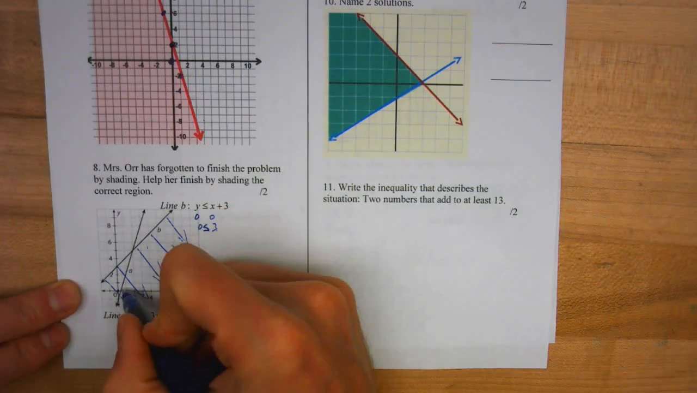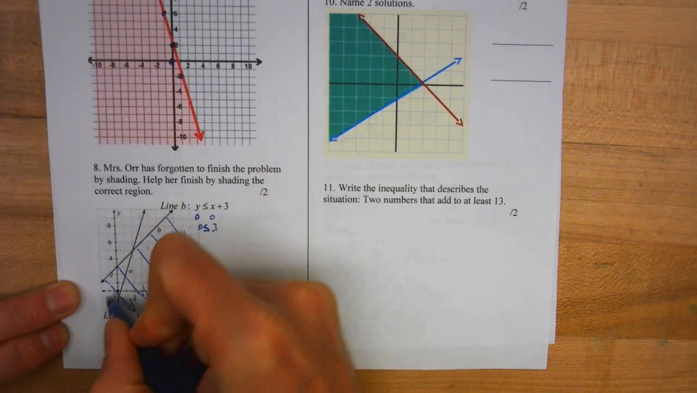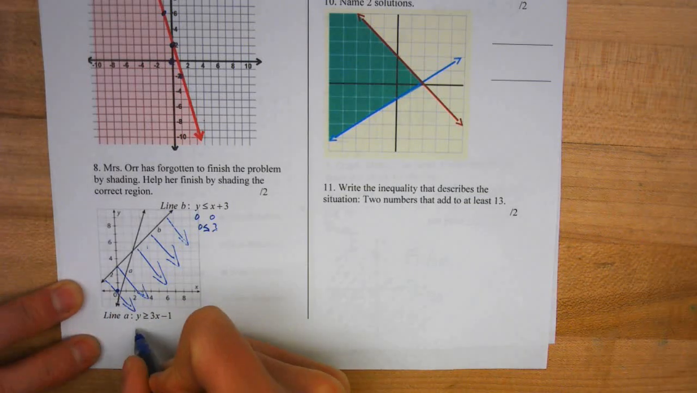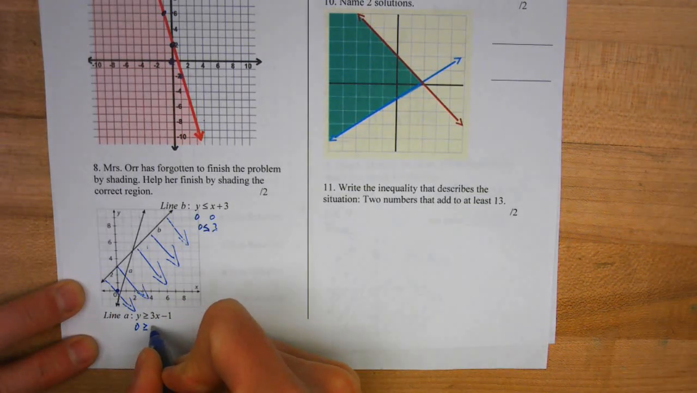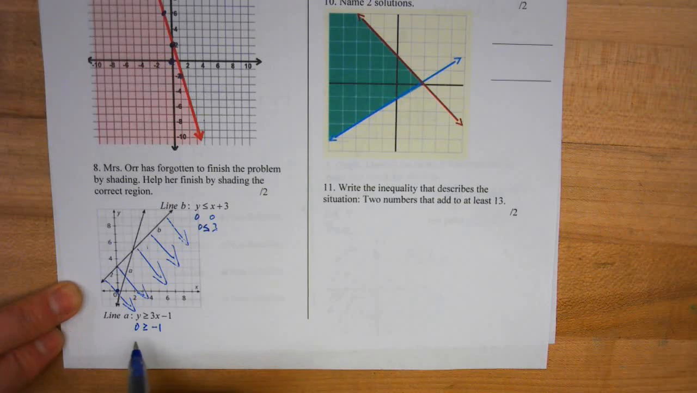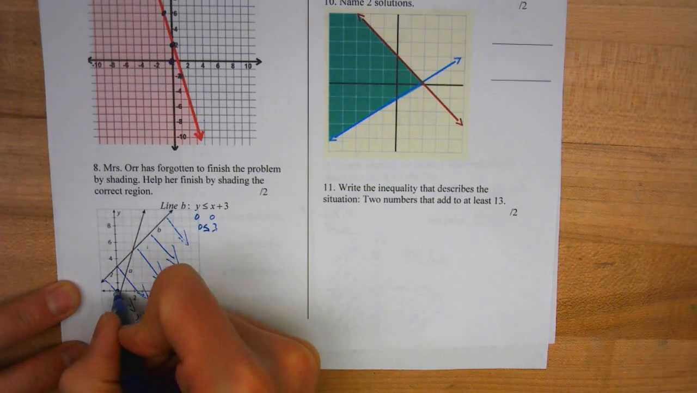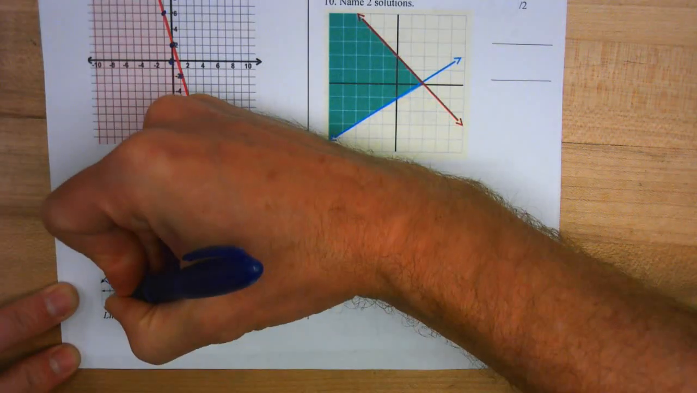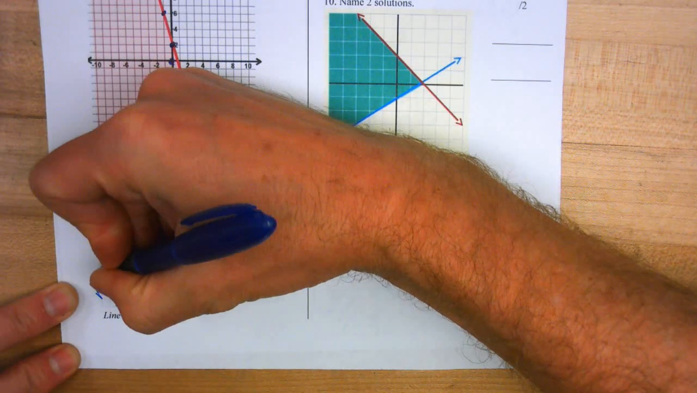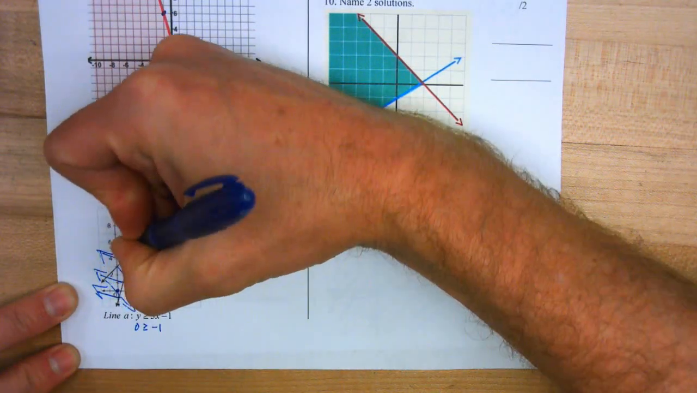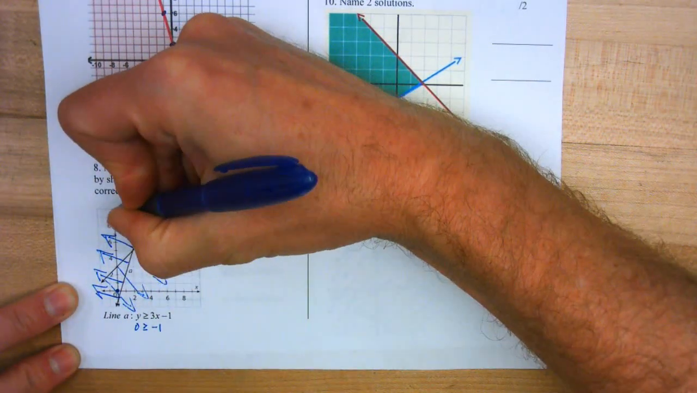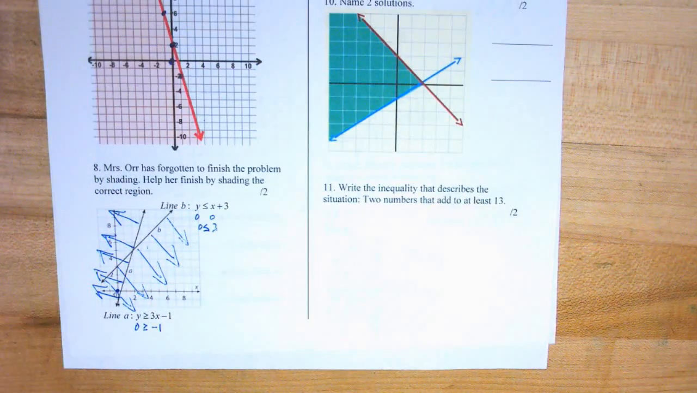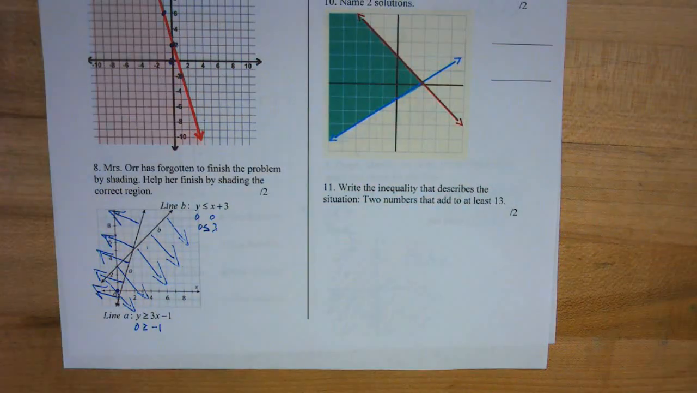So now we're ignoring line B and we're only focusing on line A, and we're going to pick 0, 0 again. So we have 0 is greater than or equal to -1. Is 0 greater than -1? 0 is greater than -1. That's true. So 0, 0 is true once more. So we're going to focus on this line and we're going to shade the region where it's true for 0, 0.